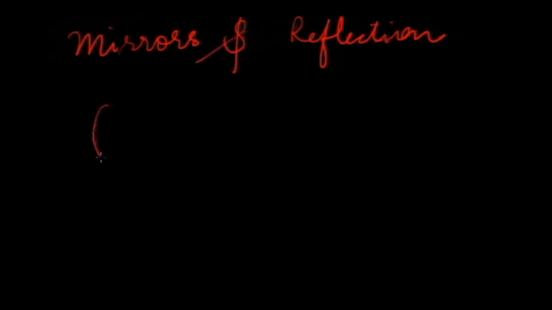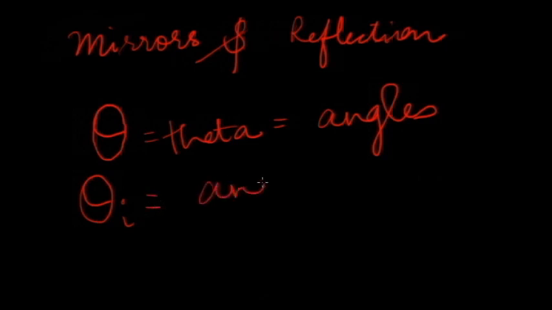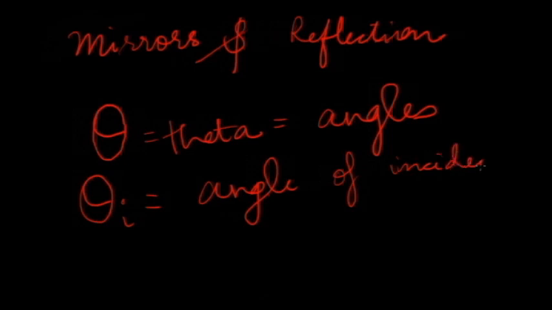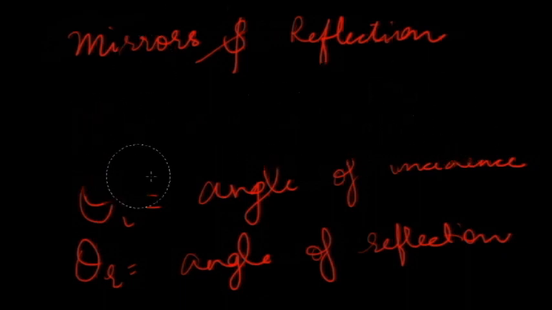So one is that we have this Greek symbol called theta, and it is used to represent angles. What I'll use is theta i, which is angle of incidence, and theta r, which is angle of reflection. Alright.